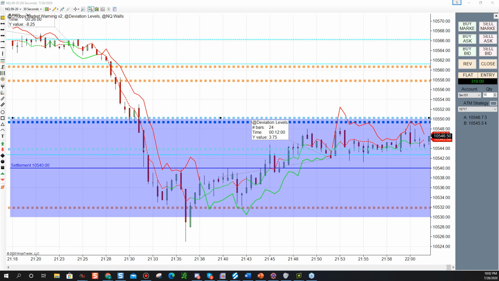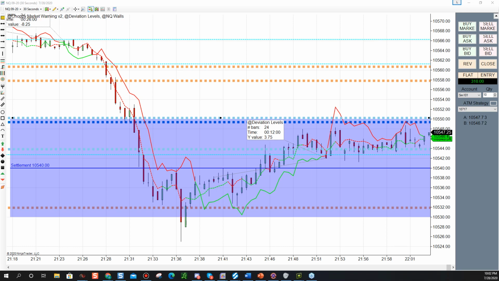If you move the stop to break even and then the solid line goes back above break even, would you then move the stop up again? No. So once it goes to break even, I'm not going to move it backwards.